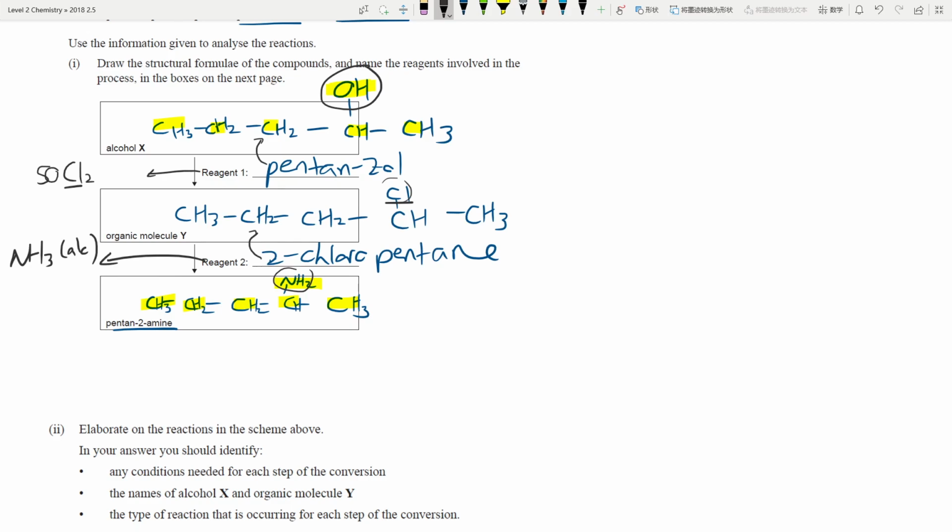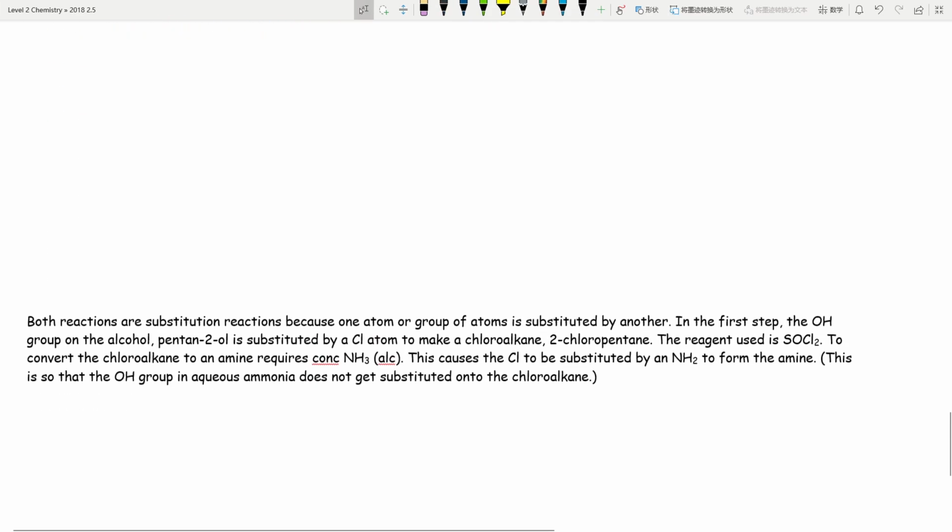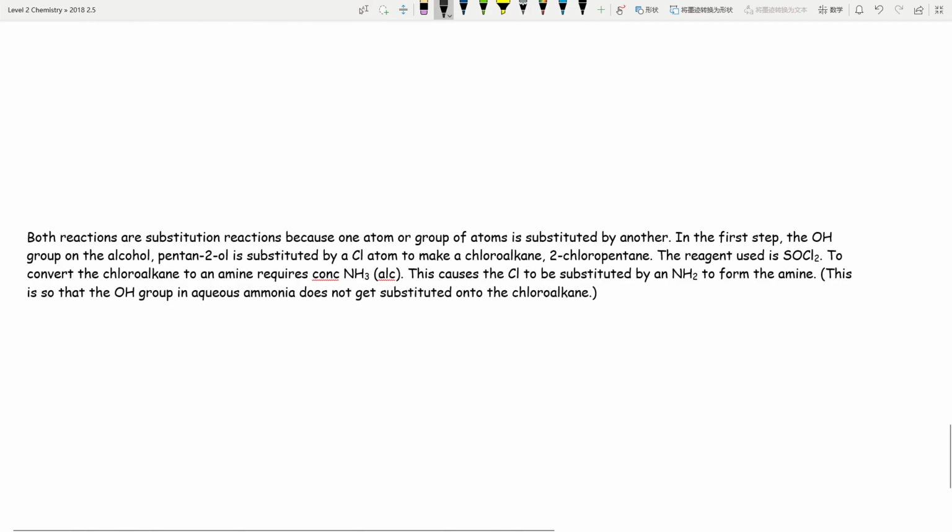Okay, so the first type of reaction, this is a substitution reaction. Well, actually both of them are substitution reactions, where you substitute the functional group with another functional group. Okay, so let's have a look at the answers. So both reactions are substitution reactions because only one group is substituted. First step, the OH is substituted by Cl, and then the Cl is substituted by NH2, so it can be substituted to form the amine.